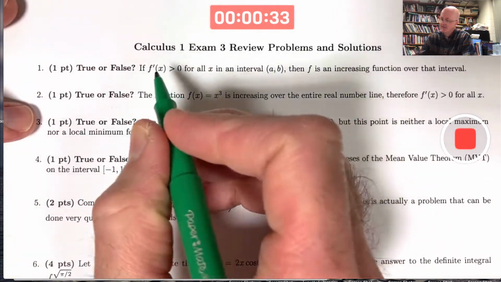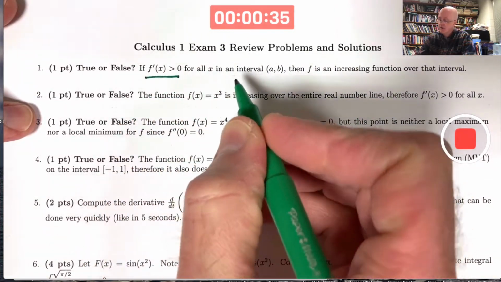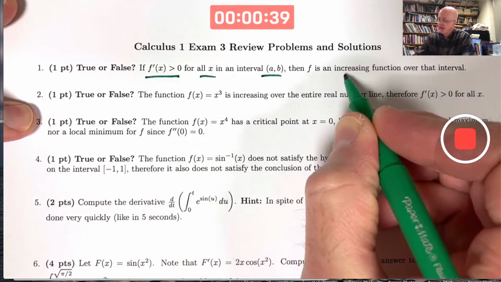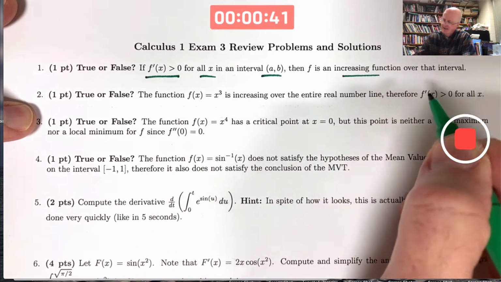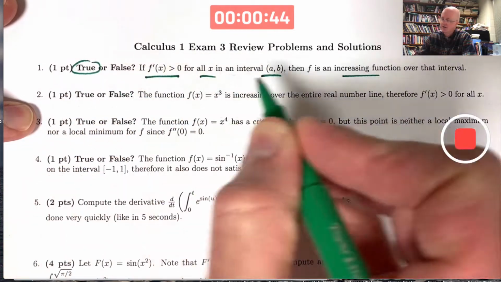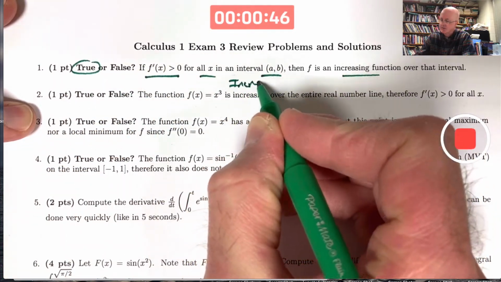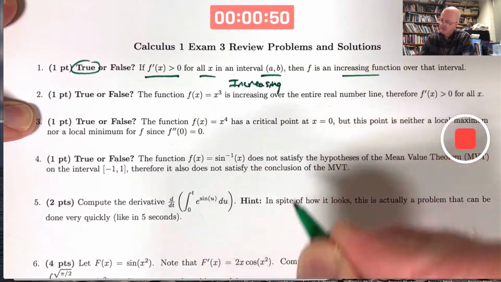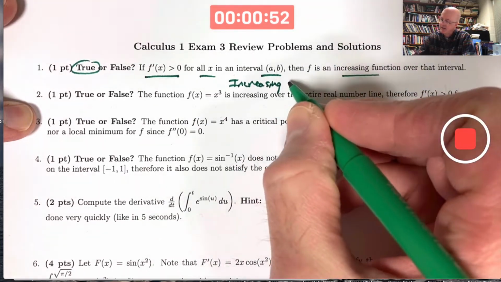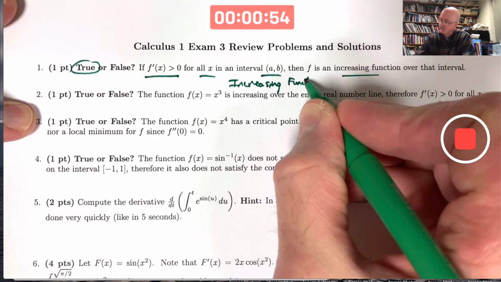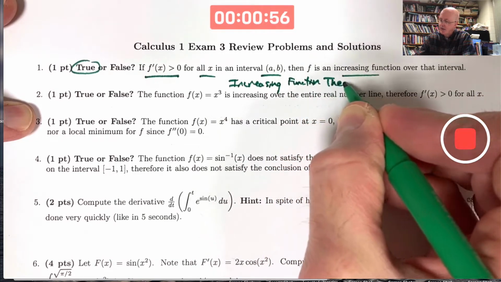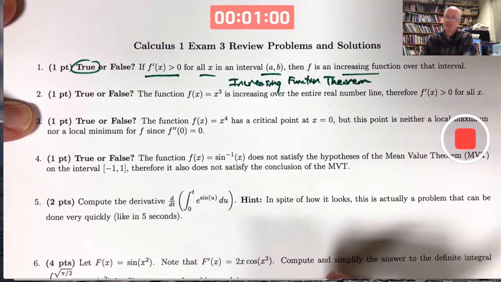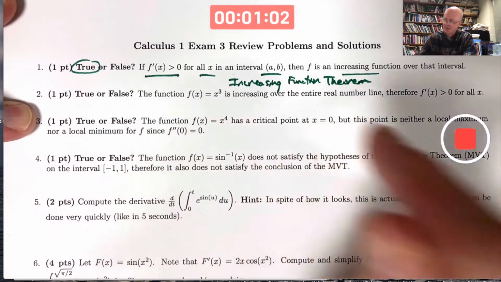Number 1 says, if f prime is always positive for all x in some interval from a to b, then f is an increasing function over that interval. That's most definitely true. It's called the increasing function theorem, in fact. It can be proved with the mean value theorem, which comes up in problem 4 here. I should note, however, that the converse of this statement is false, and that's relevant for number 2.